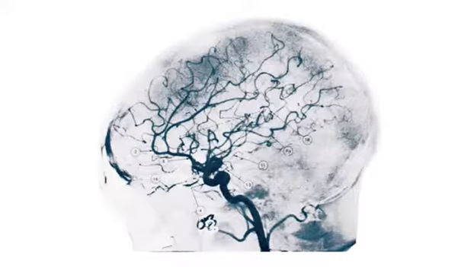This image is of an angiography, cerebral angiography, and it's basically a contrast medium that's injected into the brain, and it fills up the blood vessels in the brain, and then an X-ray is taken. So this way we can visualize some of the vasculature.